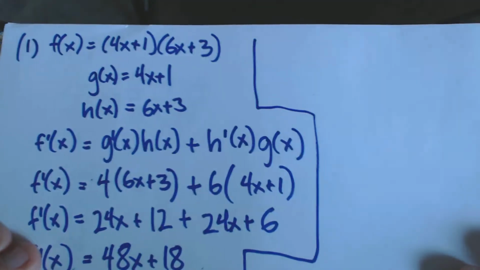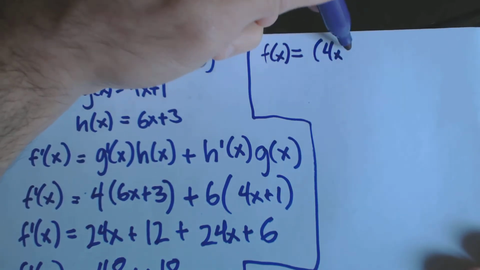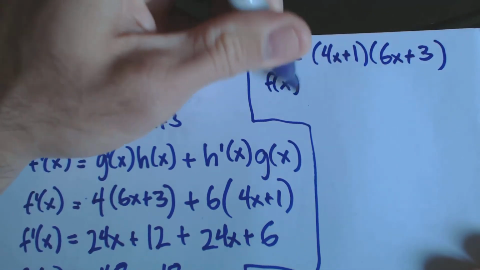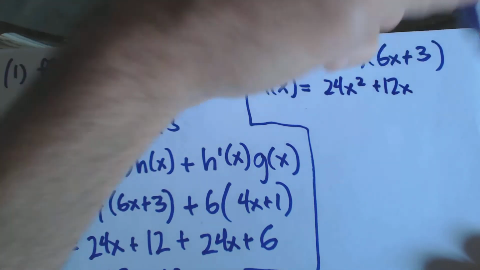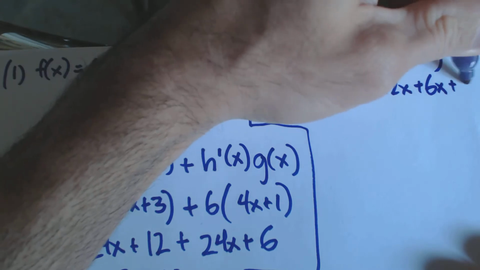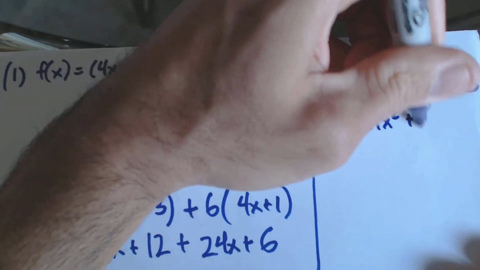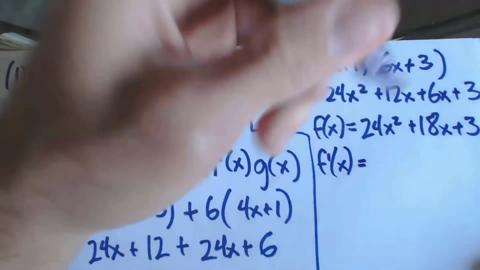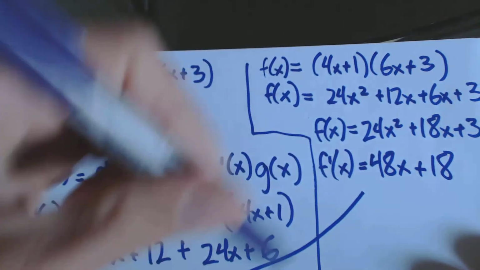And just to demonstrate that this is equivalent to what you could have done just multiplying through, f of x equals 4x plus 1 times 6x plus 3. Multiplying through here, we've got 24x squared plus 12x plus 6x plus 3, which gives us f of x equals 24x squared plus 18x plus 3, and the derivative of this polynomial is going to be 48x plus 18, which is equivalent to what we got down here.